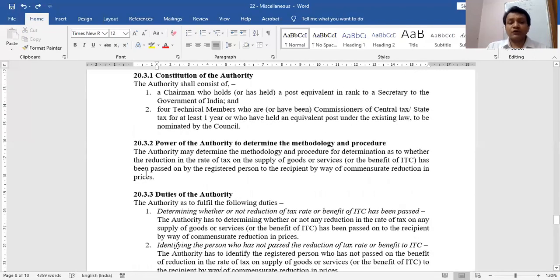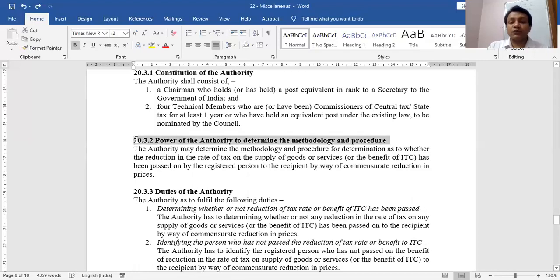Now it is for this authority to decide the methodology and procedure of how they will actually check whether some reduction in prices has occurred in the product or not, because a company may give a different methodology. The authorities may give a different methodology. As a tax expert, I may give a different methodology. So this authority was given the power to determine itself the logical and rational procedure to check the actual reduction in prices.